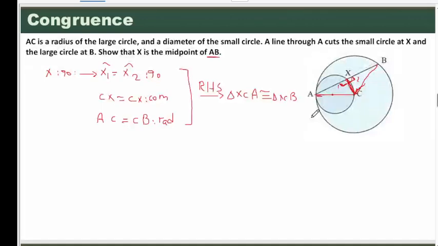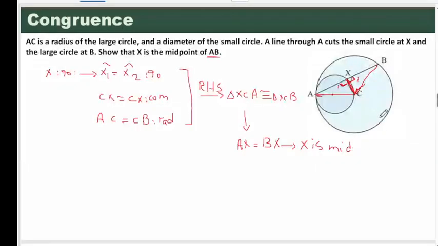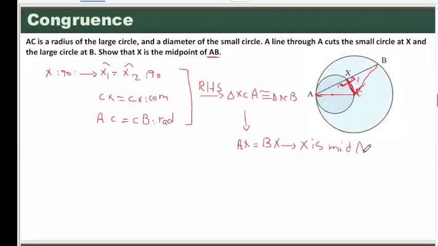When I prove two triangles are congruent, or identical, I can say all the corresponding angles and all the corresponding sides are equal. So I can say AX equals BX. So I prove X is the midpoint of AB.